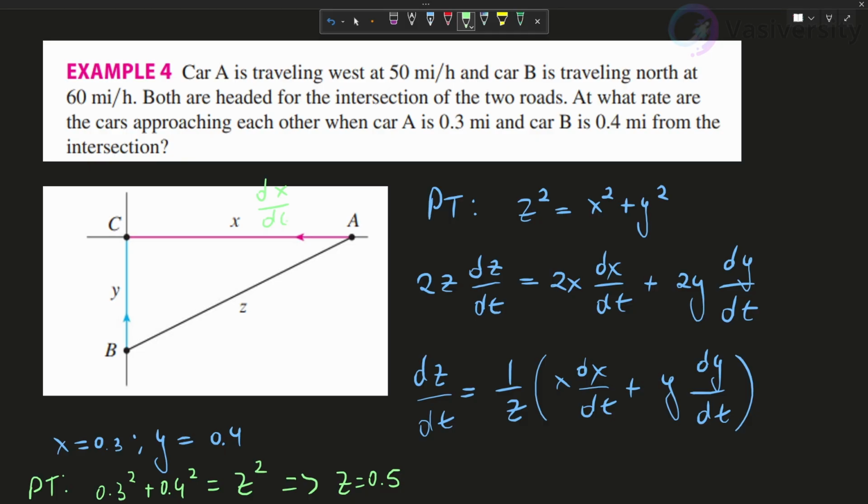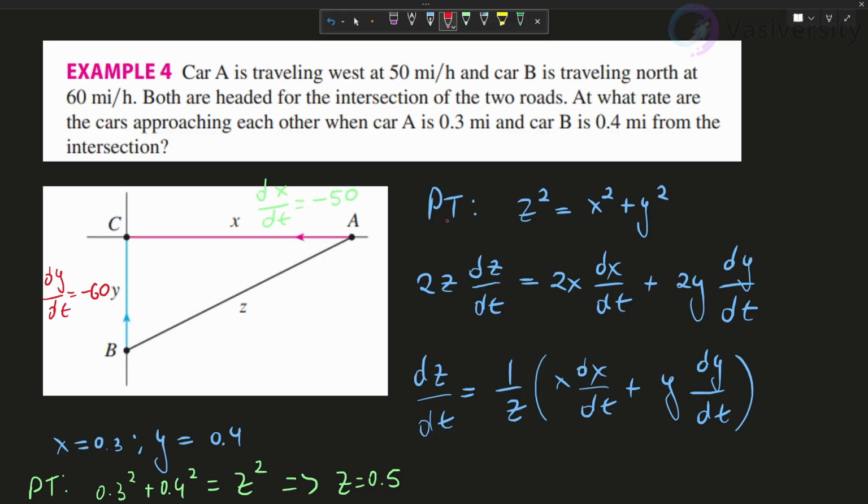dx dt is equal to negative 50, right? Because we're traveling west. West is going to be negative. And then for y, dy dt is going to be negative 60, right? So negative 60 miles per hour.